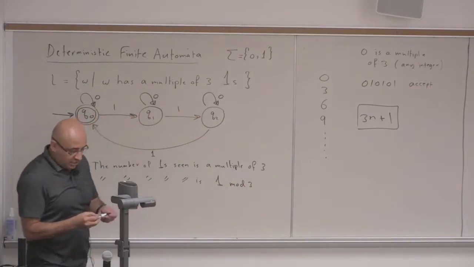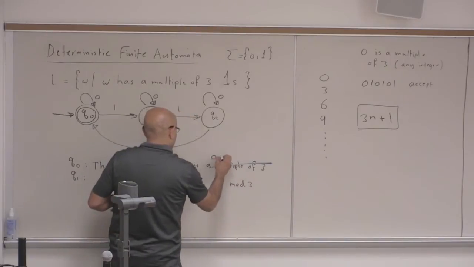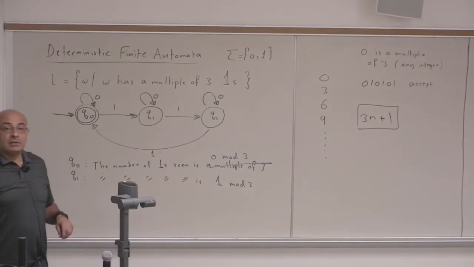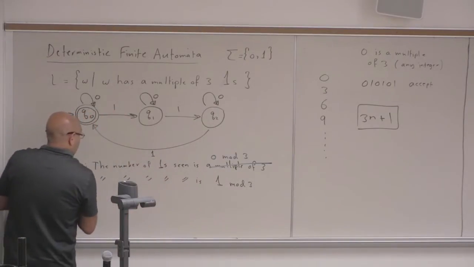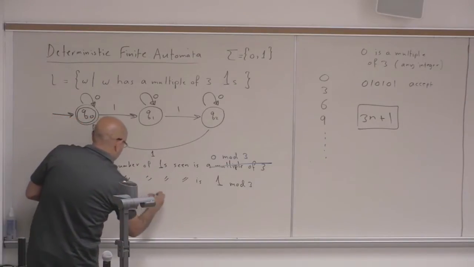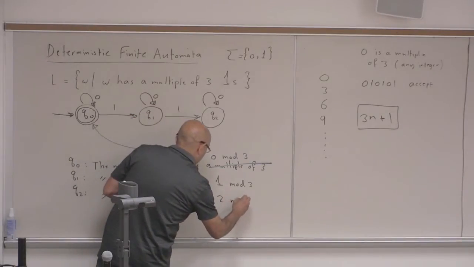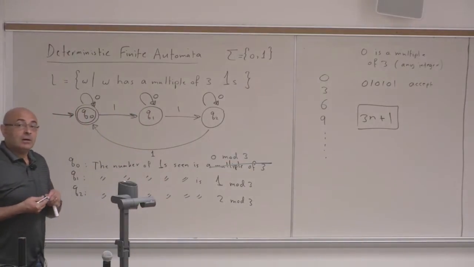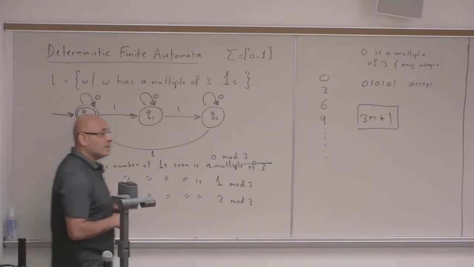In fact, I can change the first state to 0 mod 3. So this is 0 mod 3, this is 1 mod 3, and clearly Q2 is what? 2 mod 3. Yeah, the number of ones seen is 2 mod 3, or modulo 3. Okay. All right. Any questions on this example?